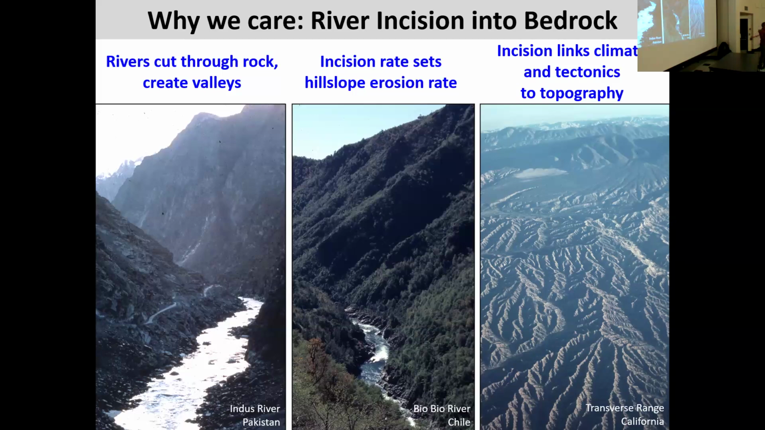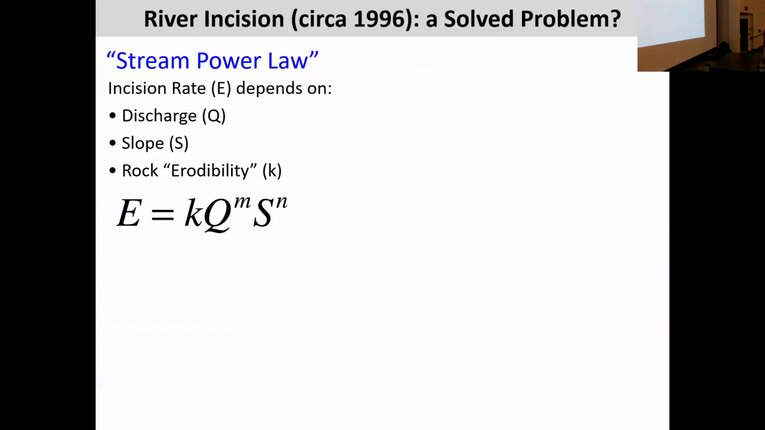And so it's through this process of river incision into bedrock that signals are transmitted from the boundary to the interior of the landscape. And this problem, we thought was a solved problem when I came to it. And this is like a lifetime ago, right? 1996, I was a graduate student, and we had this stream power law. And now I'll just cut to the chase and tell you that this is still the conventional model that people use, and I assert to you that it's wrong.